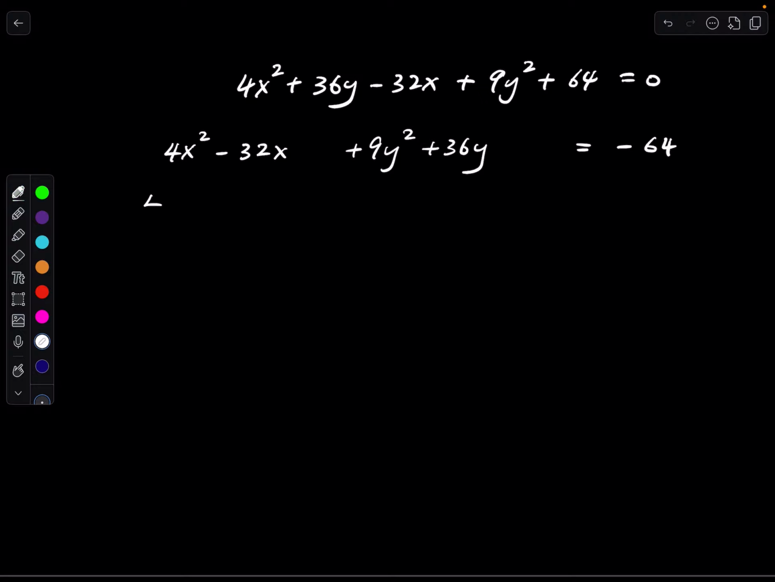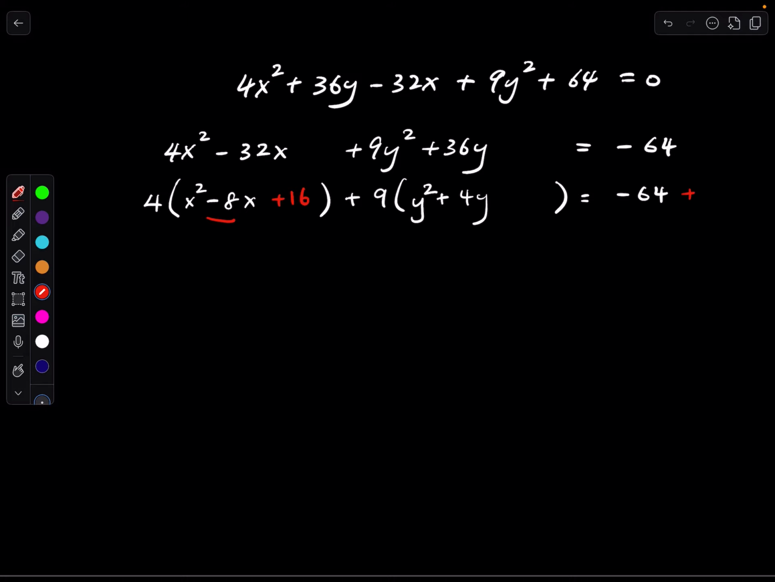Next, we're going to factor out the coefficient of the square. So we will have this for the x's. We're going to leave a little space right here because we need to complete the square. And we're also going to take out the 9 for the y squared, negative 64. Let's figure out what to add in here again. The number we add is going to be negative 8 divided by 2, which is 4, squared, 16. You're going to add 16.